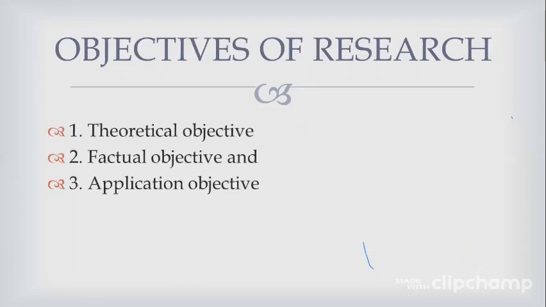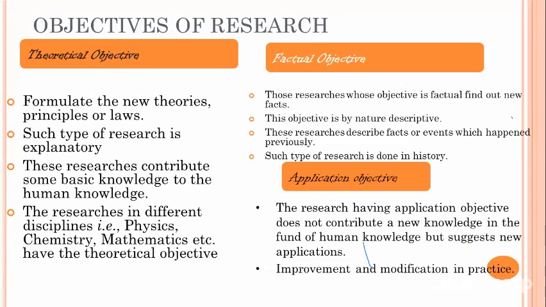There are certain objectives of research. There are basically three objectives of research: theoretical, factual, and application objective. First, let us see what is what. The first one is the theoretical objective. That is to formulate new theories, principles, or laws. When the objectives are theoretical, such research is explanatory. When you formulate a new theory, you need to explain it, since you are contributing something new to the existing knowledge and people do not have an idea about it.